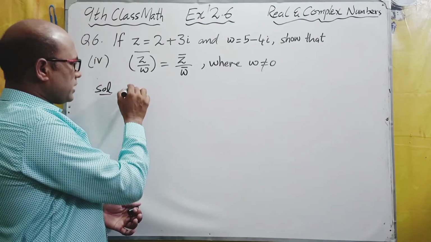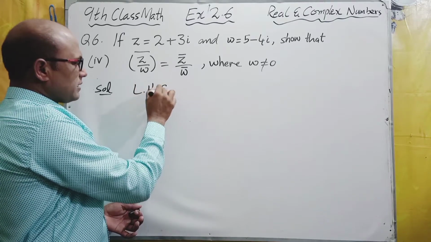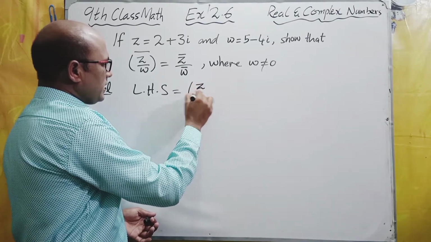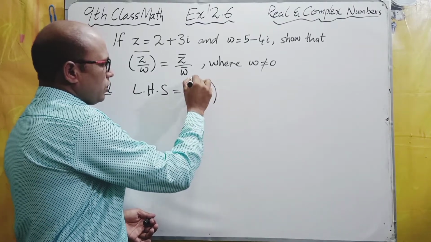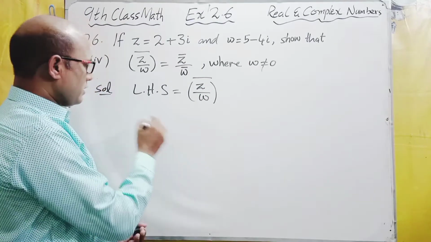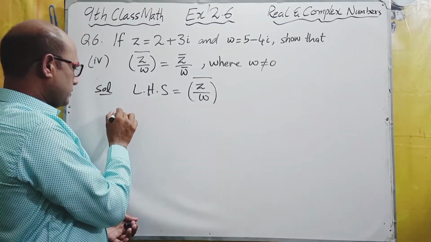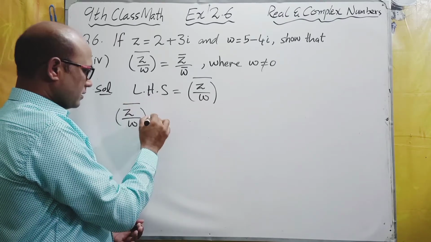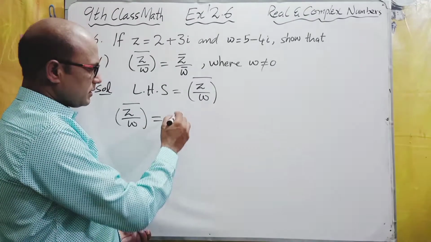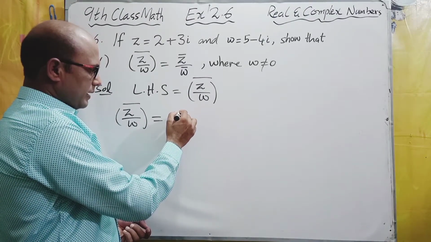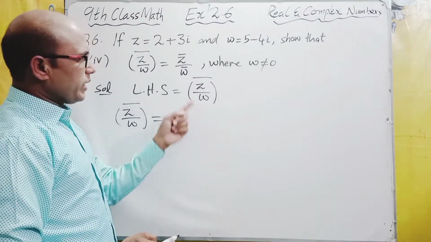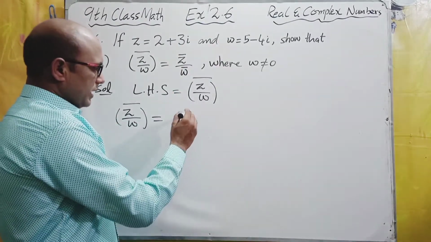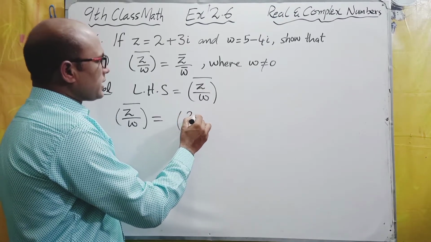Let's start the solution. First of all, we'll write the left hand side. Left hand side is (z by omega) whole bar. So when we prove it, we'll write it again on the left hand side, and students, in the same way, we'll write z and omega's values in the numerator and the denominator.